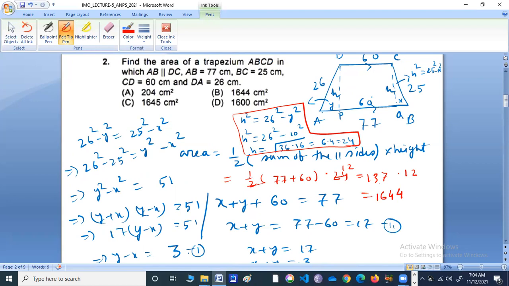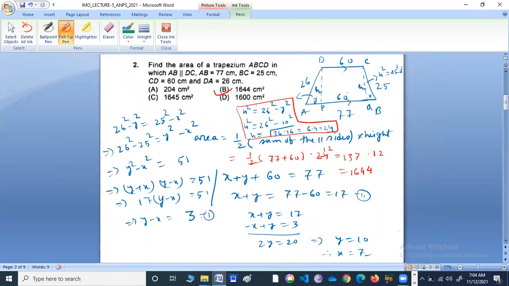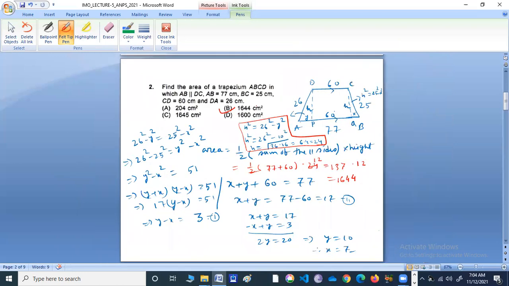Okay. So option B is our correct one. So question number 2, right answer will be B. Okay. Good. It's a very important sum. Good.